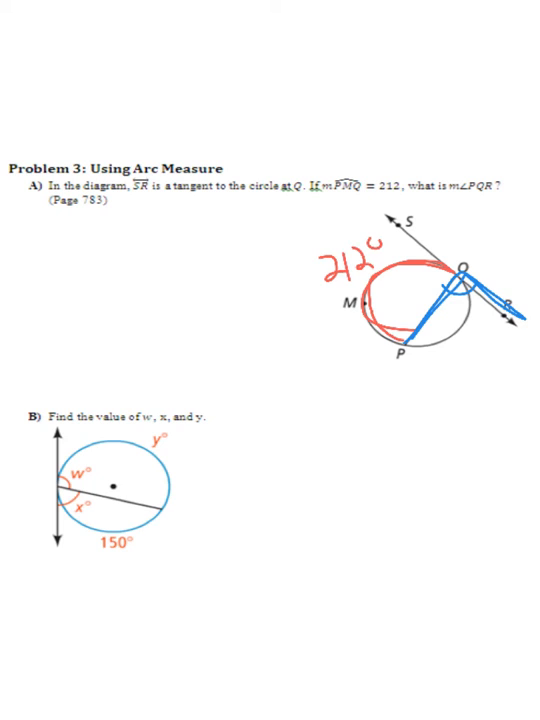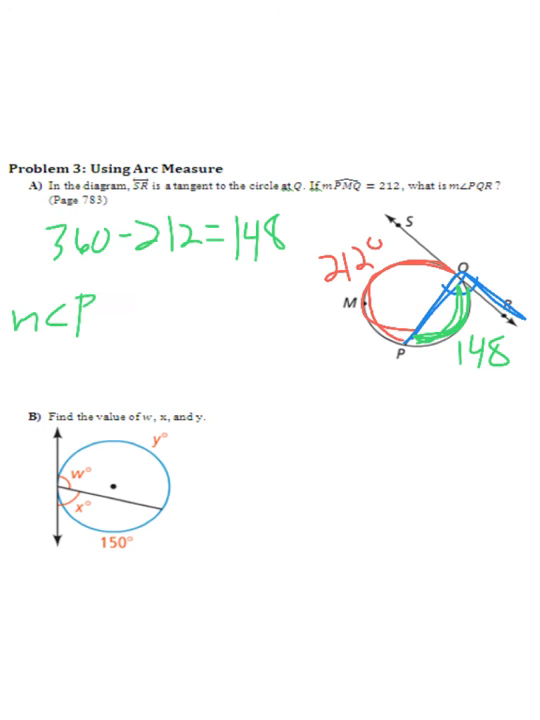So what we're going to do is use that last theorem, except there's one slight change we have to make. This measure is going to be 1/2 of the intercepted arc. I need this arc measure. I don't need the 212 over there. I need what's left. So I can take 360 and subtract the 212 from it, and I'm going to get 148. This is a 148 degree arc. Well, this angle, the measure of PQR, is going to be half of that, half of 148, which gets me 74 degrees.